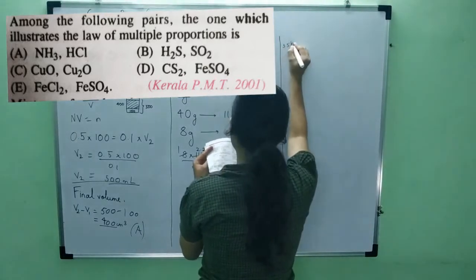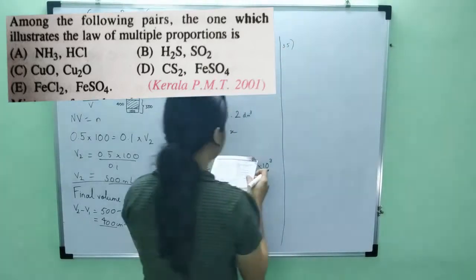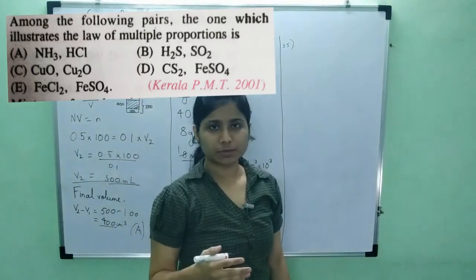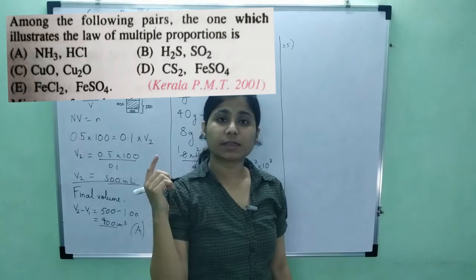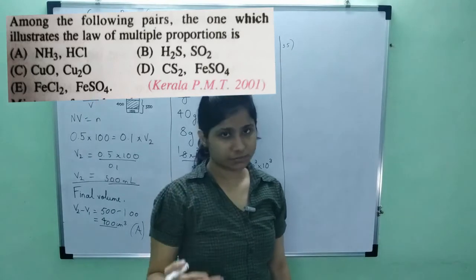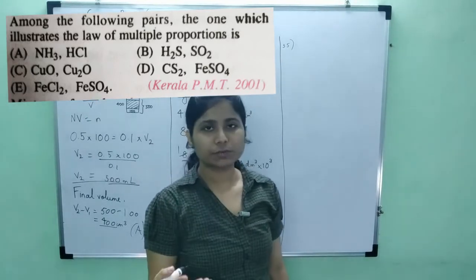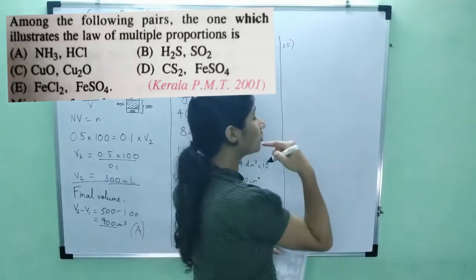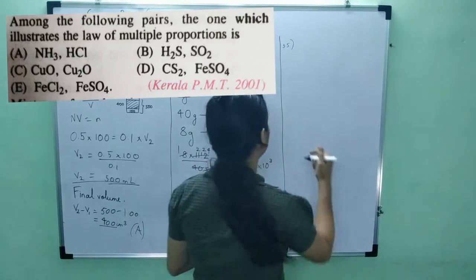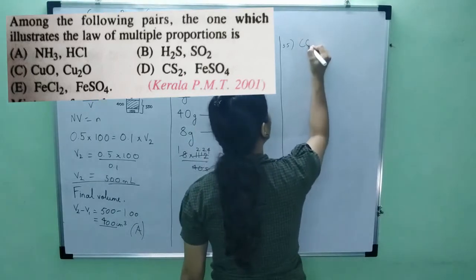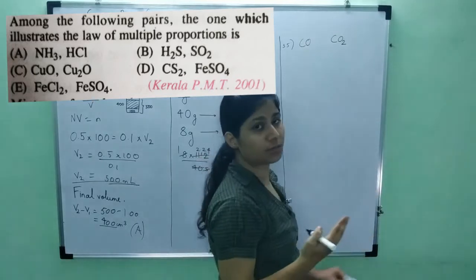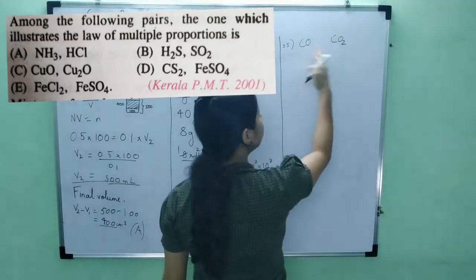Now the question says, which of the following pairs illustrates the law of multiple proportion? Now what was multiple proportions? Multiple proportion says that there are two elements which are forming two different compounds. The one which is not constant will have a definite ratio. I had given you an example of carbon monoxide and carbon dioxide. In multiple proportions, there are multiple different proportions in which they are reacting.